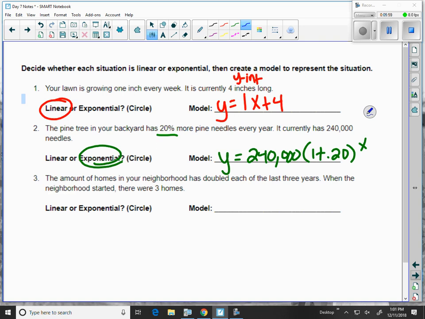Number 3, the amount of homes in your neighborhood has doubled each of the last 3 years. When the neighborhood started, there were 3 homes. If it's doubling, is that linear or exponential? That's exponential. Doubling means some kind of multiplication. What's our starting value? 3 times what? If it's doubling, we're multiplying by 2. So 3 times 2 to the power of x.